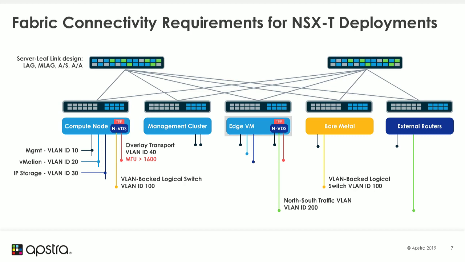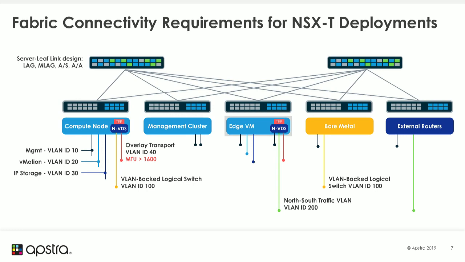The second aspect of fabric connectivity requirements when it comes to deploying an NSX-T infrastructure is to be able to provide connectivity for all the different types of traffic that this infrastructure is going to generate and require. When you look at an NSX-T deployment, there are different sets of nodes: the compute nodes, the management nodes, and the edge nodes. The compute nodes are going to generate four different types of traffic at the minimum: the management traffic, the vMotion traffic, the IP storage, and the overlay transport traffic, which is carrying my virtual machine traffic in overlay tunnels from server to server.